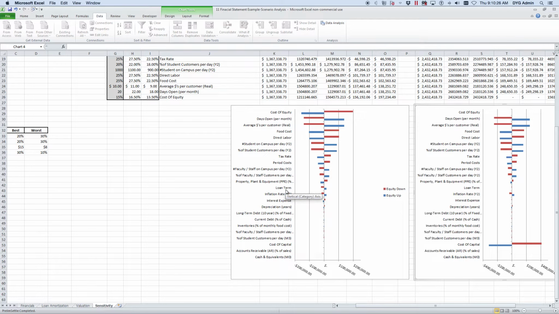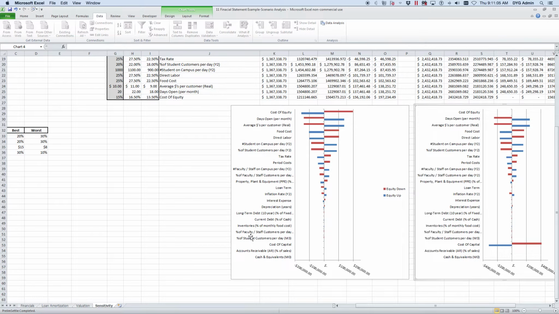Loan term, 10 years, that's what it's going to be. Inflation rate, same thing. Interest expense, as a percentage, we may be off a little bit. We may be off from 8% to 9% or something like that. Not enough to really matter. Depreciation, we'll know that in advance. The portion of debt and current debt, all of those again are decision variables. We will decide how much of that we're going to do, and so we want to understand what's going to happen with that.